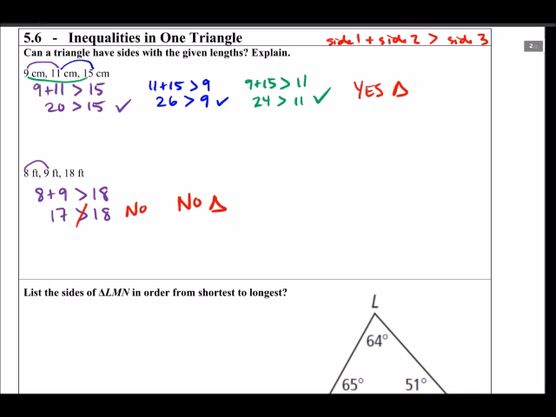We could check the others and they would be true, but that doesn't matter because it has to be true for all three. So as soon as you find one that doesn't work, and the easiest way to do that is to look at the two shortest sides, it's not going to make a triangle. That was fun.